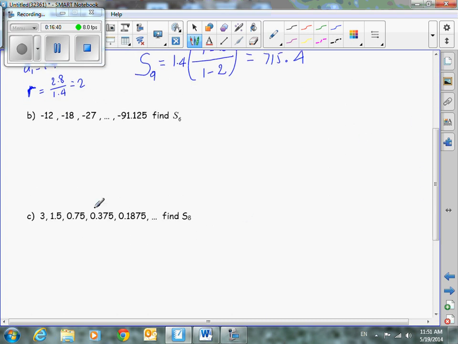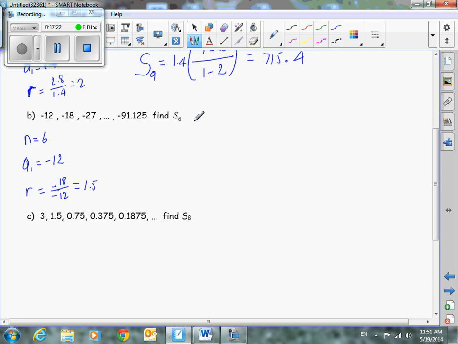Let's do it on B again. On B, we know so far, I need to know what N is. And what is N? 6. What is A1? Negative 12. What is the common ratio? Negative 18 over negative 12, which is, simplify. You can put that on your calculator, math fraction, or you can just look for the decimal value if it's exact. 1.5, is it exact? Yeah. So it's equal to 1.5. So since it's exact, we can use that.